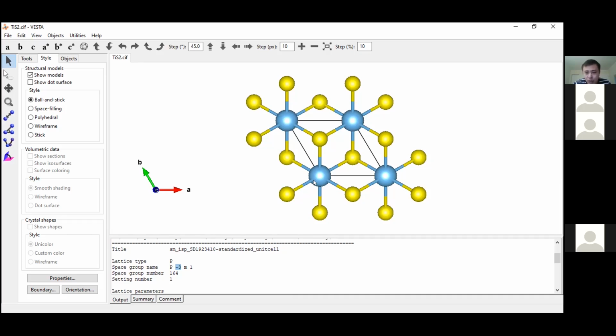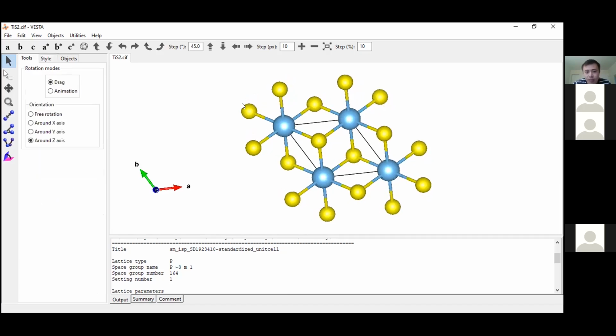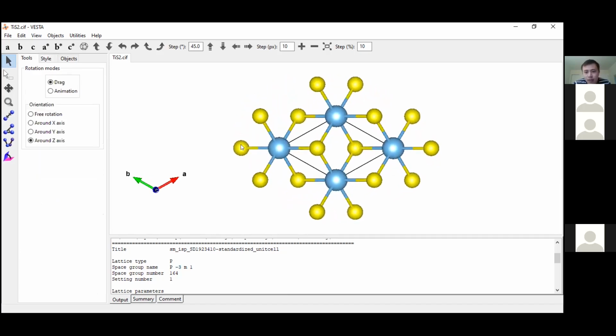It describes, in fact, the face diagonal direction, like 110. So for example, it can be something like this. You can also see this, right? If you rotate the structure a little bit, you already see a mirror plane here, right? So you see the mirror plane. It's quite symmetric from left to right. And this mirror plane is in the direction of 110, which is the face diagonal.